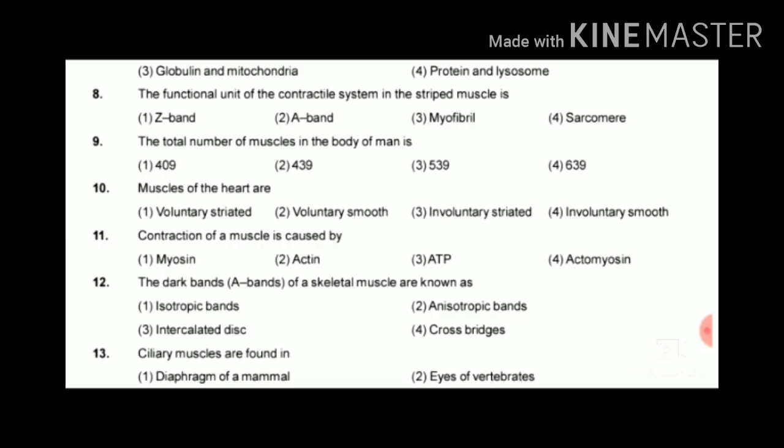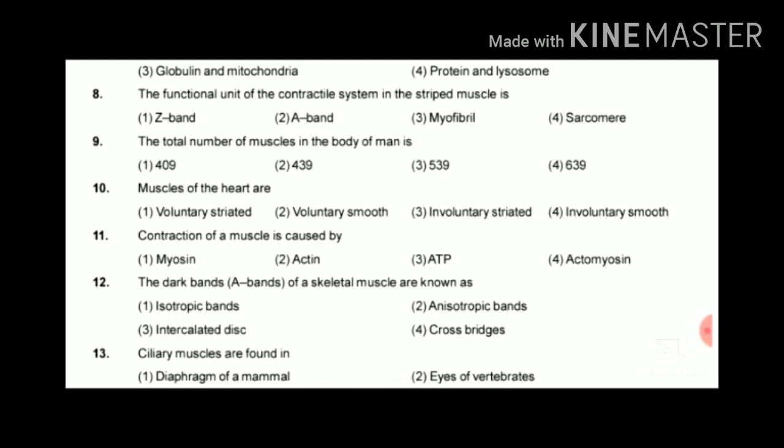And the answer is option number 3, involuntary striated, which are not under control. Next is question number 11. Contraction of a muscle is caused by number 1, myosin, number 2, actin, number 3, ATP, and number 4, actomyosin. So the answer is option number 4, actomyosin. Next is question number 12.